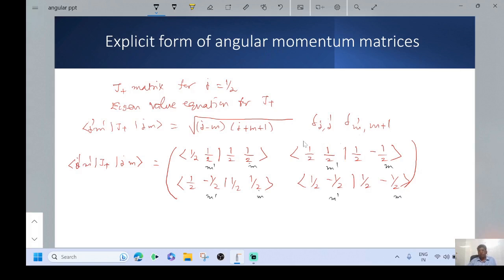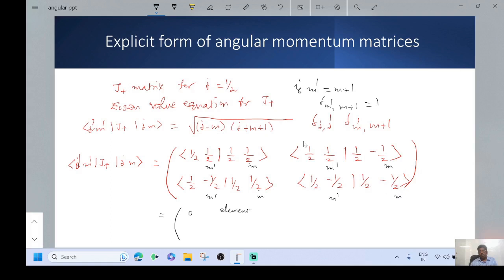If M dash equal to M plus 1, del of M dash comma M plus 1 equal to 1, element is present. Otherwise, there is no element. See here, M dash is half, M is half. Here, M dash equal to M. So, no element, 0. Here, M dash is half, M is minus half. Minus half plus 1, plus half. So, the condition is satisfied. Element is present.